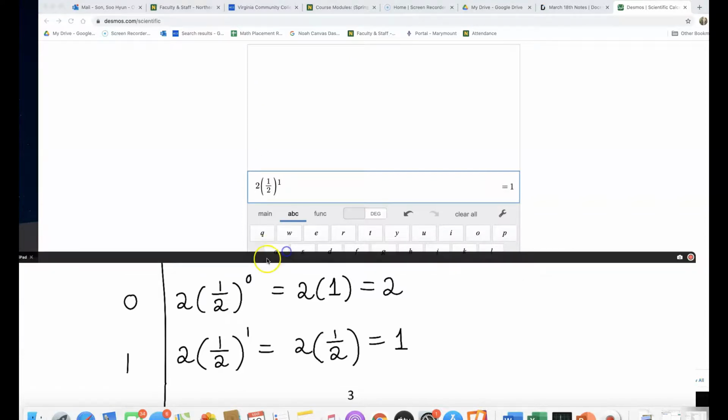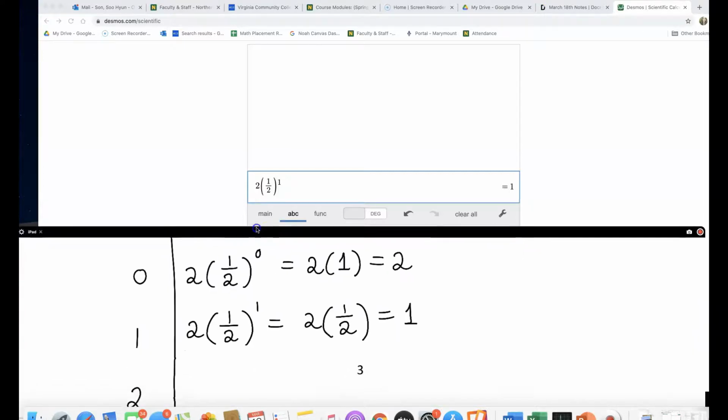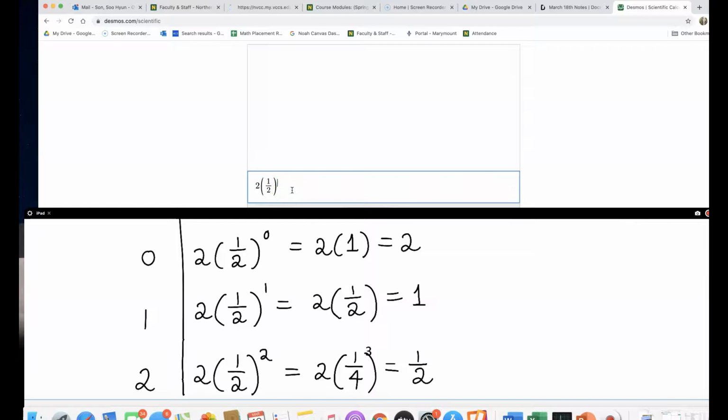And the very last one, I think the last one is going to be a fraction. My computer is slowing down very much. 2 times half raised to the second power. Half times half is a quarter. And if I multiply 2 times a quarter, that is going to be half. And just to double check, I'll plug it into my scientific calculator.